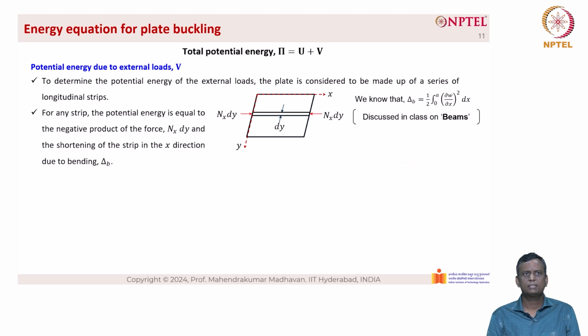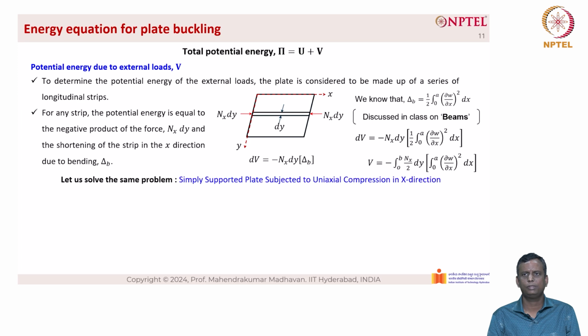Now for any strip, the potential energy is equal to the negative product of the force N_x into dy and the shortening of the strip in the x direction due to bending, which is δ_B. So we have dV equal to minus N_x into dy into δ_B, and we know that dV equals minus N_x dy into half into ∫ from 0 to a of (∂w/∂x) the whole square dx. So when we integrate it with respect to the width, we have V equal to minus ∫ from 0 to b of N_x by 2 dy into ∫ from 0 to a of (∂w/∂x) the whole square dx.